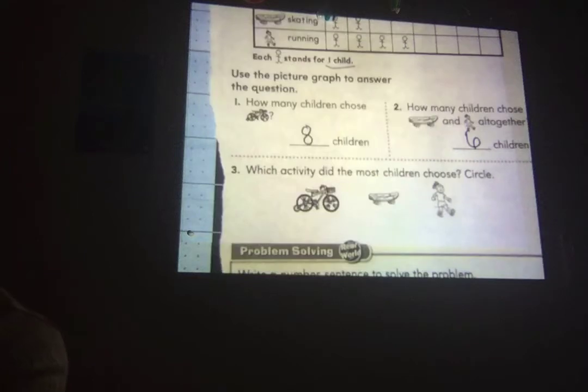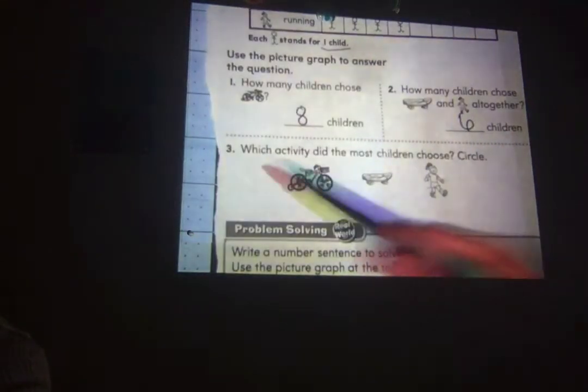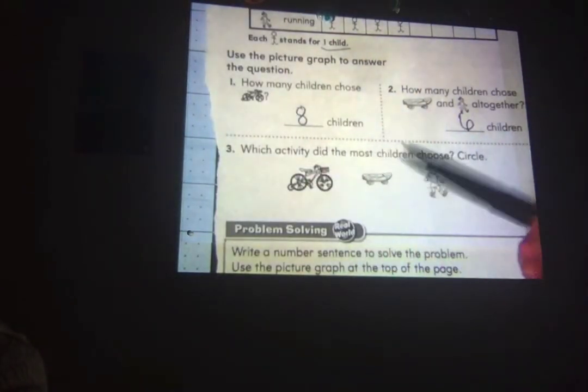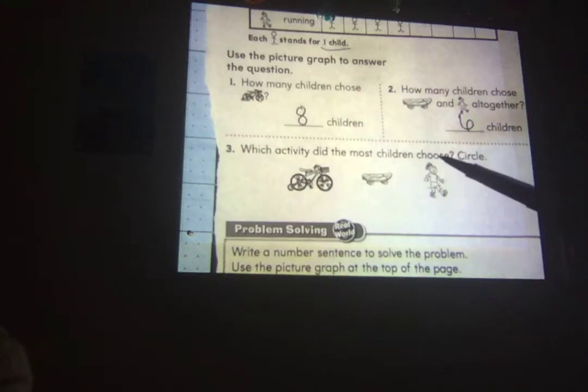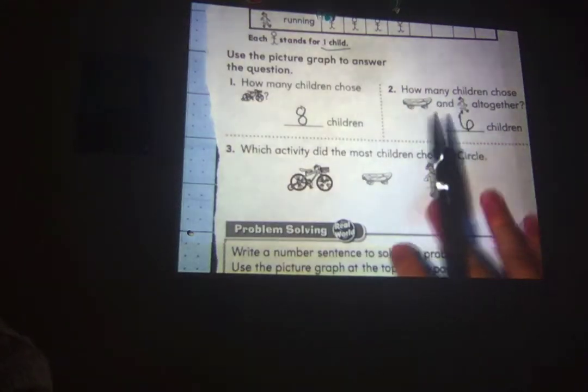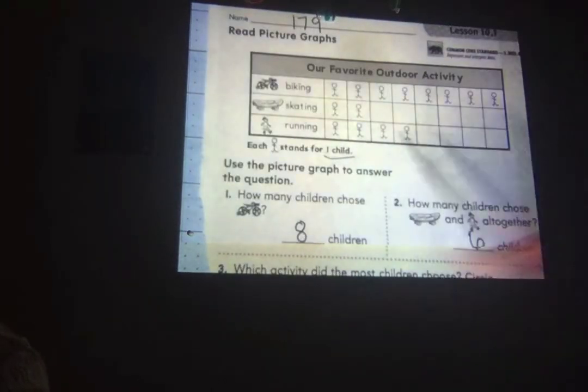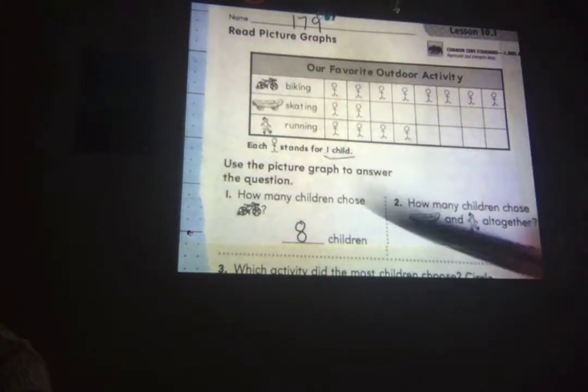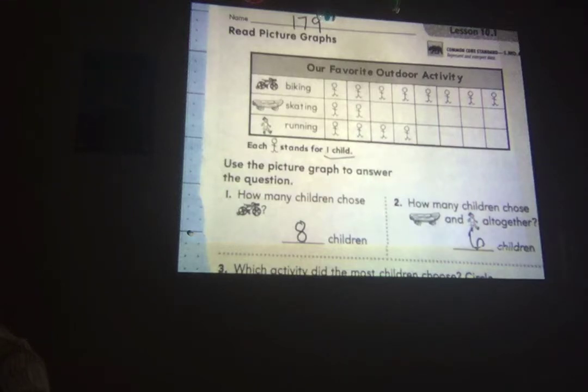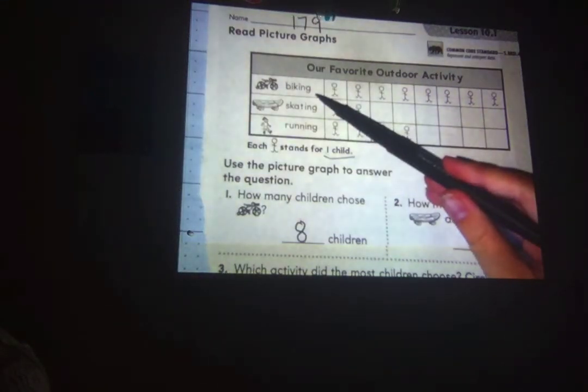All right, number 3. Which activity did the most children choose? Now this question should be nice and easy because we don't even have to count, right? I don't have to count each of these pictures. I should be able to just look at my picture graph and say, okay, which one did most kids choose? Well, this one has way more than these 2 do, so it looks like most people chose biking as their favorite activity. I'm going to choose the bike.